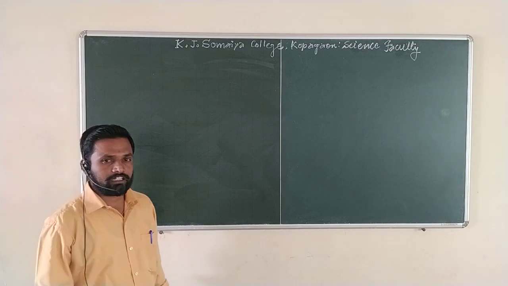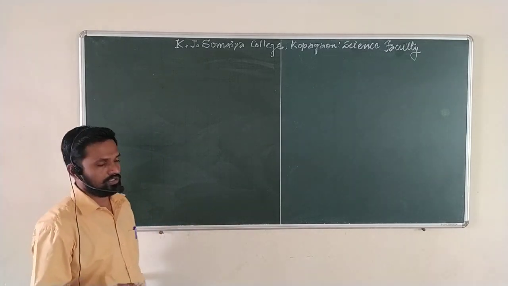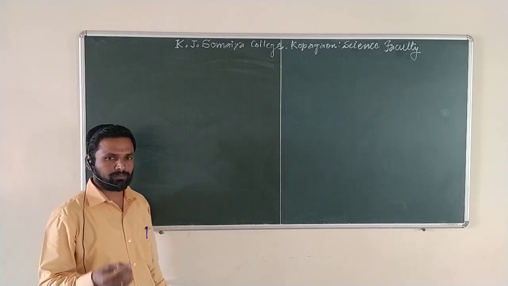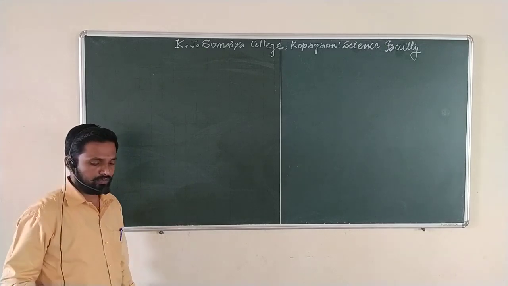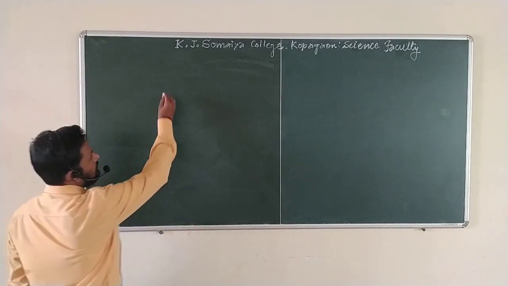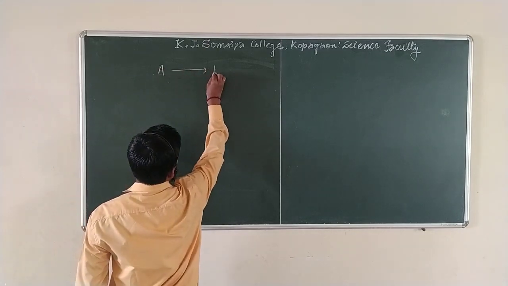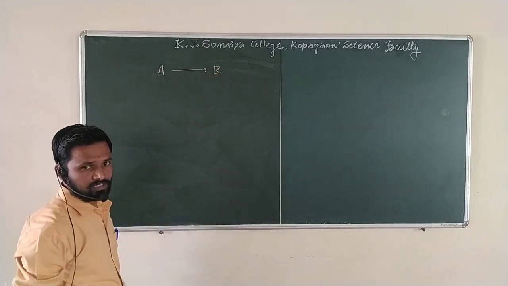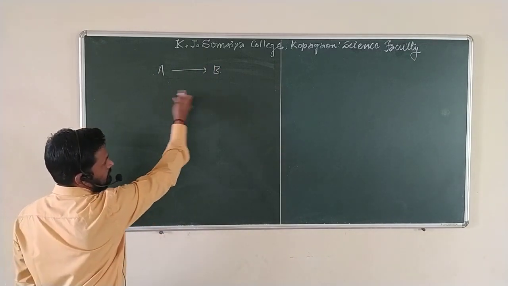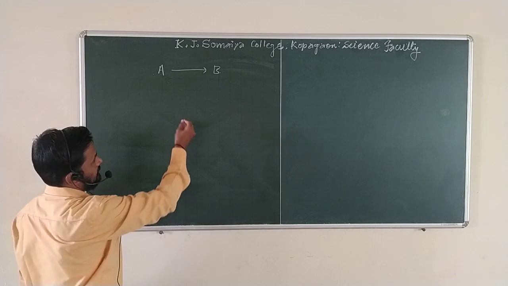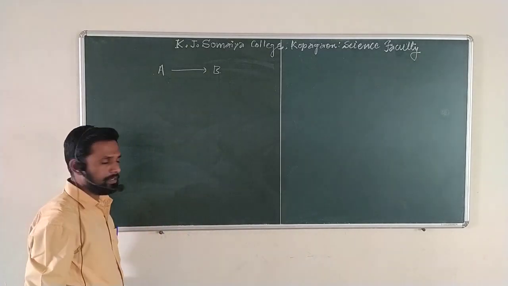The rate of a chemical reaction is the decrease in the concentration of reactants or the increase in the concentration of the products per unit time, that is nothing but the rate of a reaction. For example, in the previous lecture, we saw how to write the rate of reaction for a chemical reaction. This is a simple general reaction: reactant A is converted into product B.